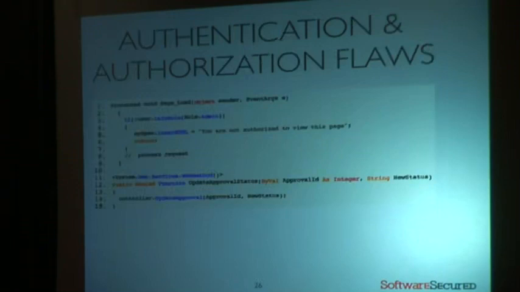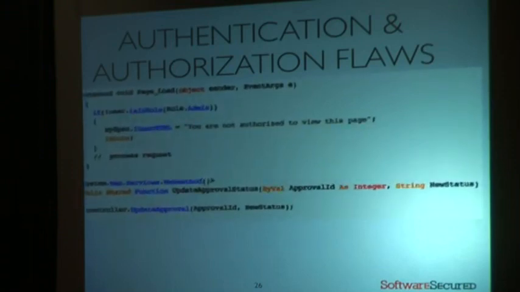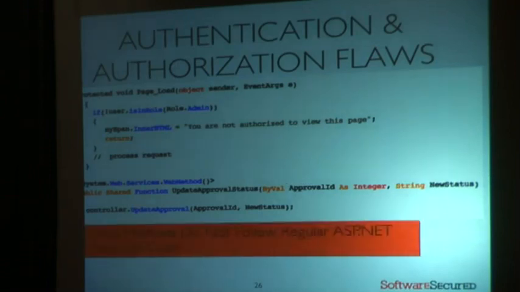This is a piece of code from a regular page. So here's the page load, and it checks if the user is not in this role, do not serve the page. But there is a web method here. So the problem here is this web method can be easily called from Ajax. And because web methods do not follow the regular ASP.NET lifecycle, this code here is not going to be called at all. Only a human can find this type of issue.